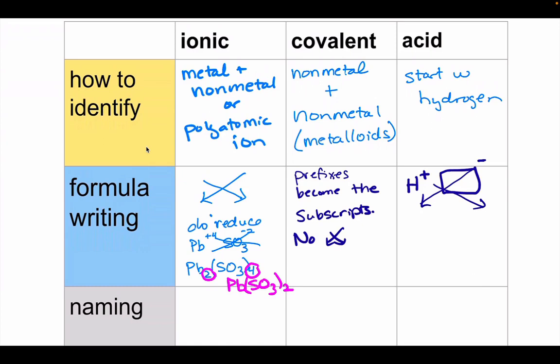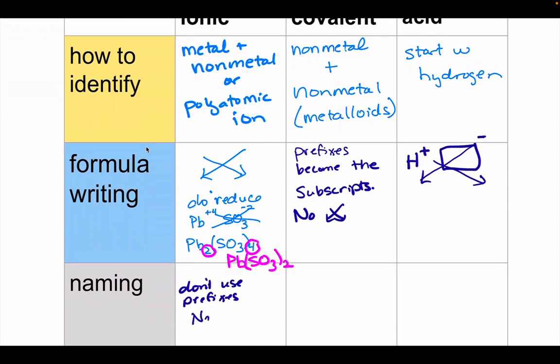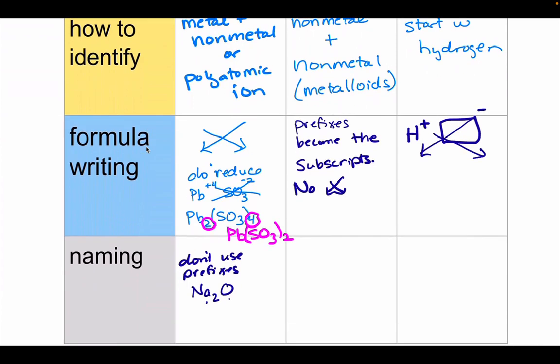Naming. So when I name ionic, I don't use prefixes. And the rules for naming is in another video, but just remember you don't use prefixes. So even though this looks kind of like it might be covalent, it's a simple binary compound. This is a metal, this is a nonmetal. So this is not disodium monoxide, it is just sodium oxide.